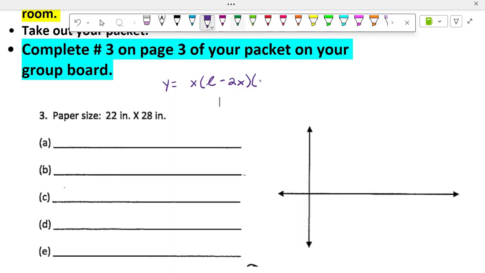So it's x times L minus 2x times W minus 2x. So all you gotta do is just take the original width and length, plug them in, you got the formula. So that being said, letter A, that's what you have to do for the first one. So what is the formula? Y equals what? Good. You just take the 22 and the 28, plug them in for length and width.